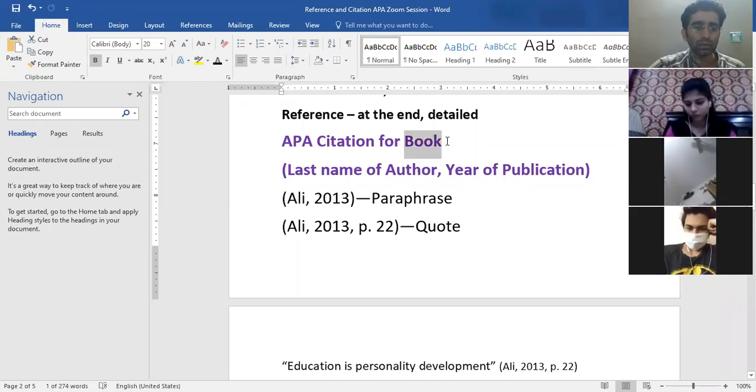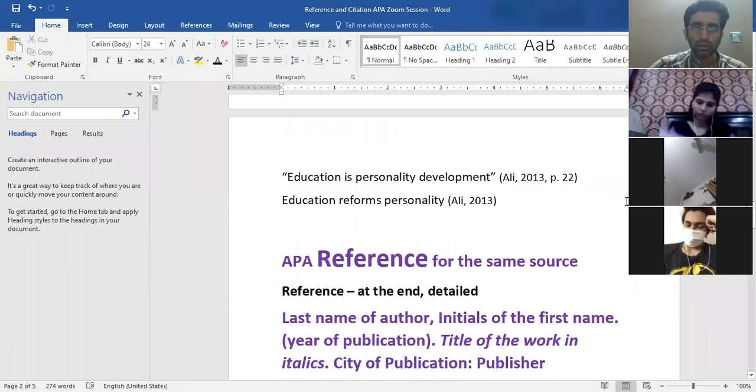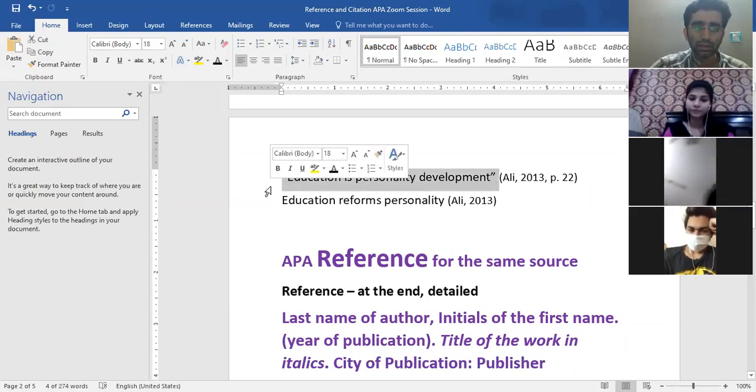There are two sources of information that we are going to rely on. One is book, the other one is journal. So let's see how we do it. So this was the information. Education is personality development. So what was this? Arham, you tell me, what kind of information is this?